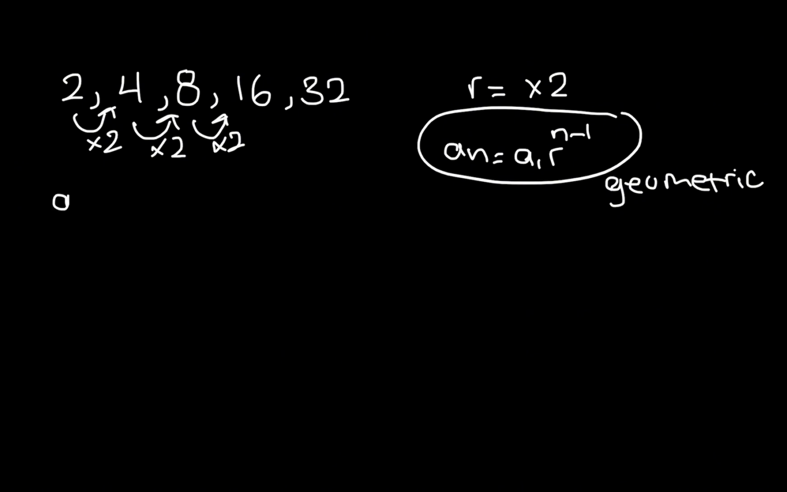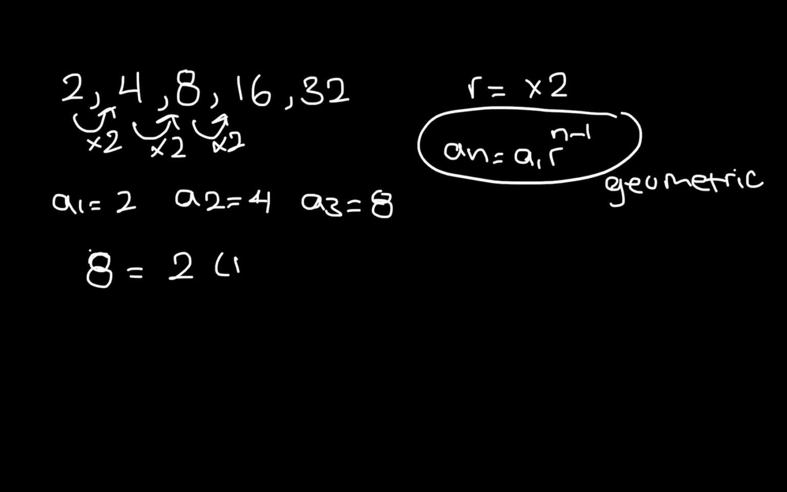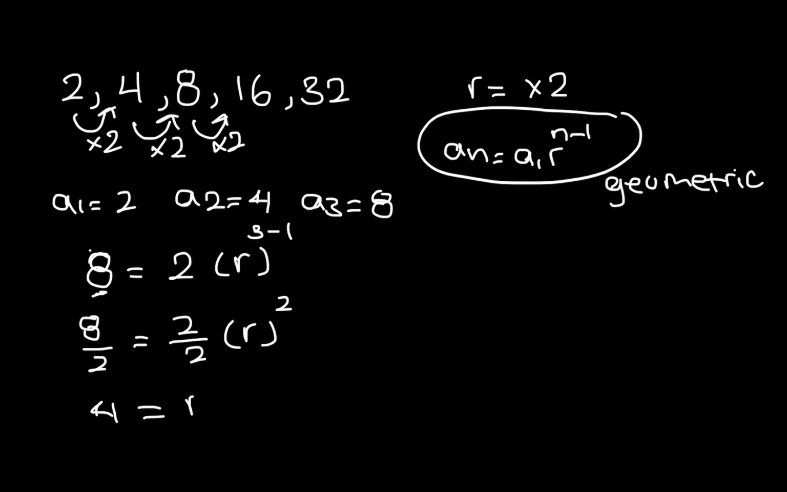Now we are aware that a1 is 2, a2 is 4, a3 is 8. So using the formula, 8 equals a1, which is 2, multiplied by the ratio, let's say we don't know what the ratio is, to the power of 3, because this is the third value, take away 1. If we do the algebra, 8 divided by 2 will yield 4 equals r to the power of 2.